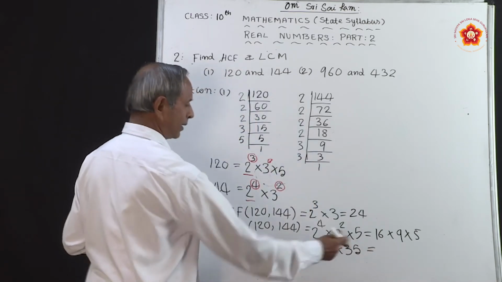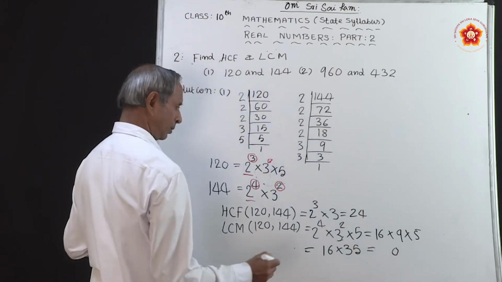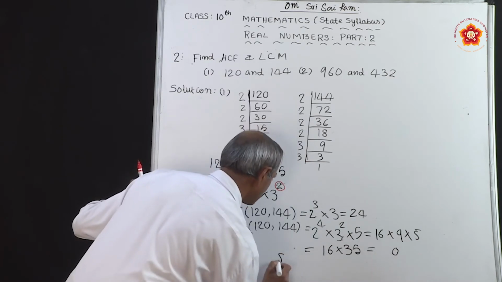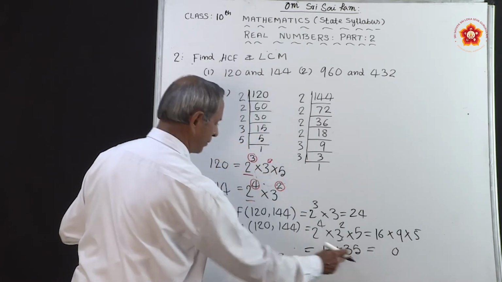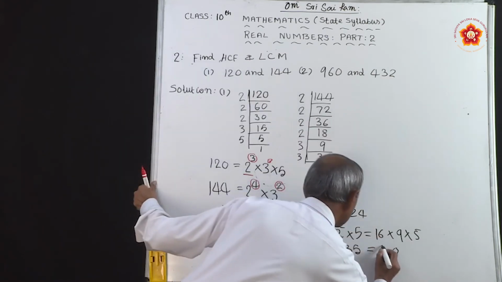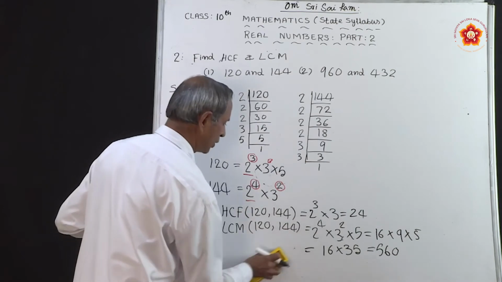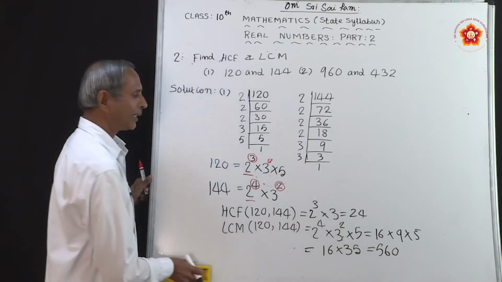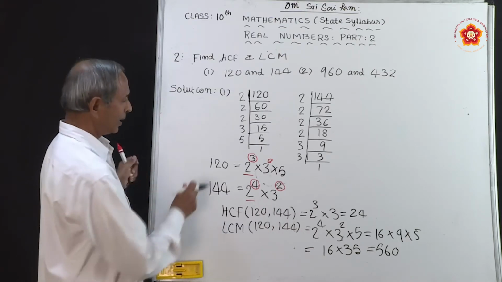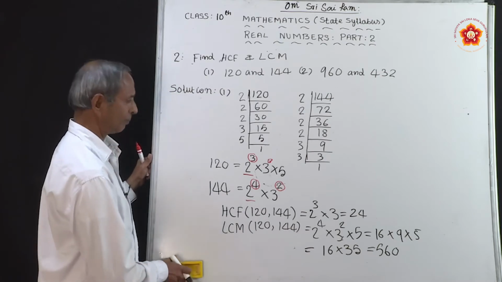If you multiply all this, you will get 16 into 45. Multiply by 16, 16 5s are 80, 0 carry 8, 16 3s are 48, add 8, you will get 56. Therefore, LCM is equal to 560. In this way, you can find the LCM and HCF together by knowing the prime factors.